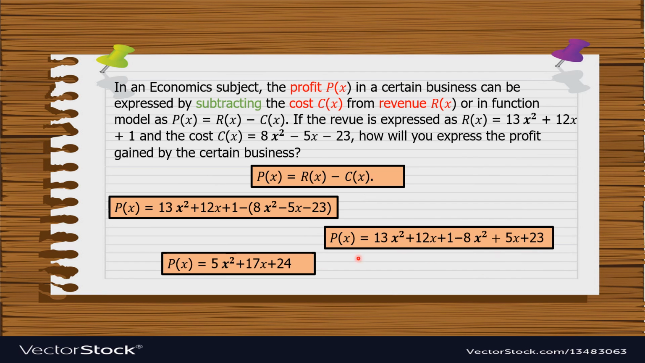Combining like terms, p of x is equivalent to 13x squared minus 8x squared is 5x squared, and 12x plus 5x is 17x, and then the constant positive 1 plus 23 is positive 24. Therefore, the profit gained by the certain business is represented by this function, p of x equals 5x squared plus 17x plus 24.